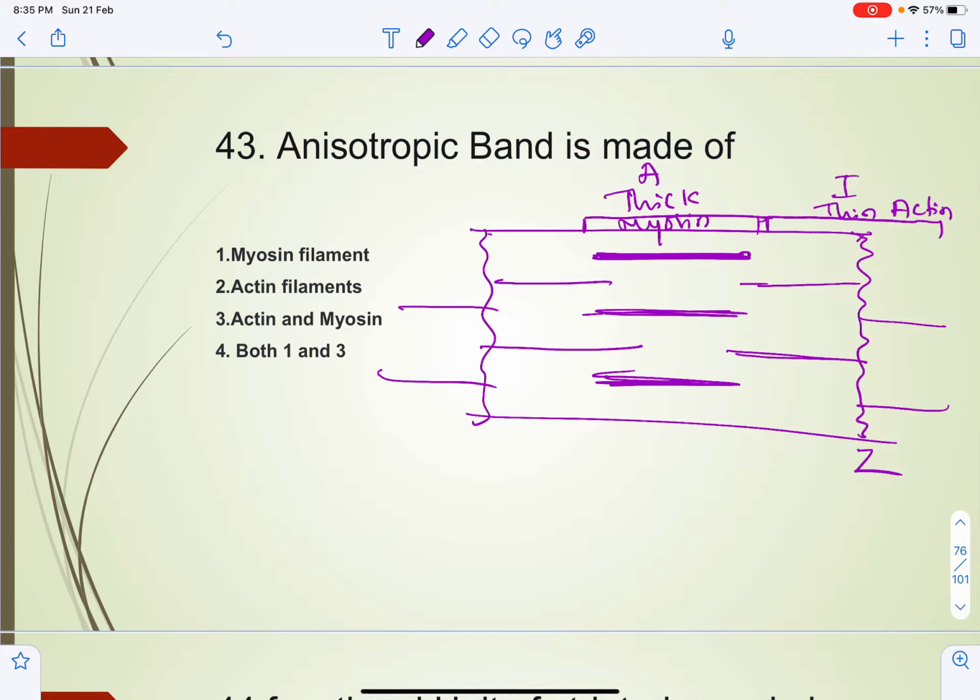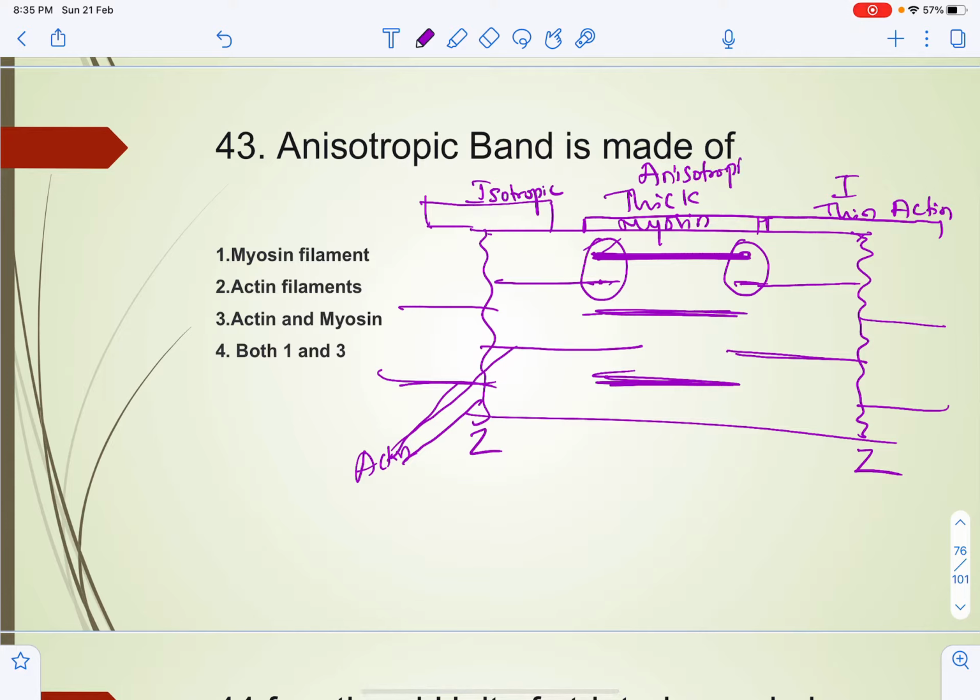In the middle of the I band we can see the Z line. The I band is isotropic because only the actin filament can be seen throughout its length. In the A band there is overlapping of myosin and actin, hence we consider it dark and anisotropic. Isotropic means that throughout their length they are structurally made up of the same type. Anisotropic means different types.